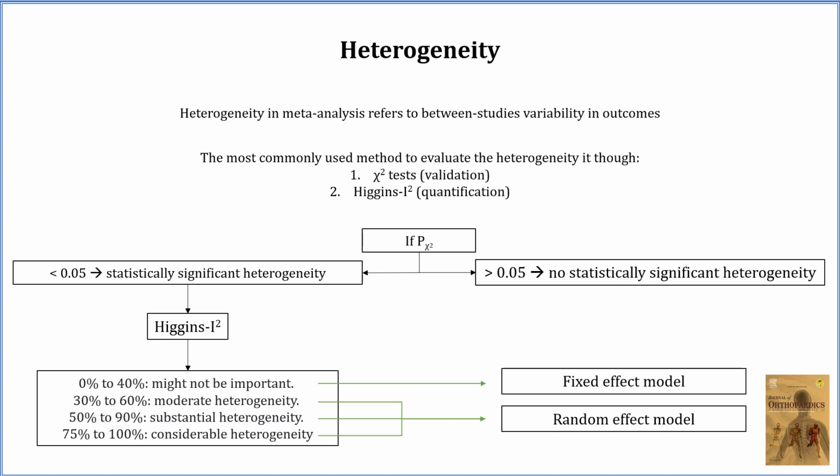As shown in the slide, for the Higgins I-square test, basically from 0 to 50%, the heterogeneity is low to moderate, and from 50 to 100%, the heterogeneity is moderate to high. The heterogeneity refers to data variability, so with high heterogeneity, the data should be considered highly biased.